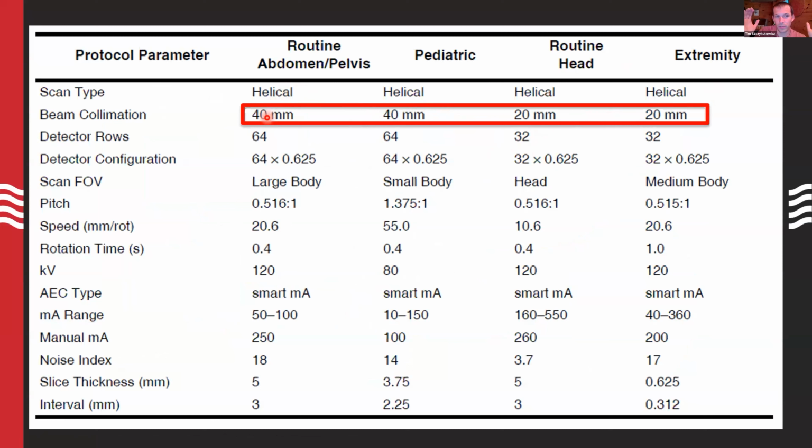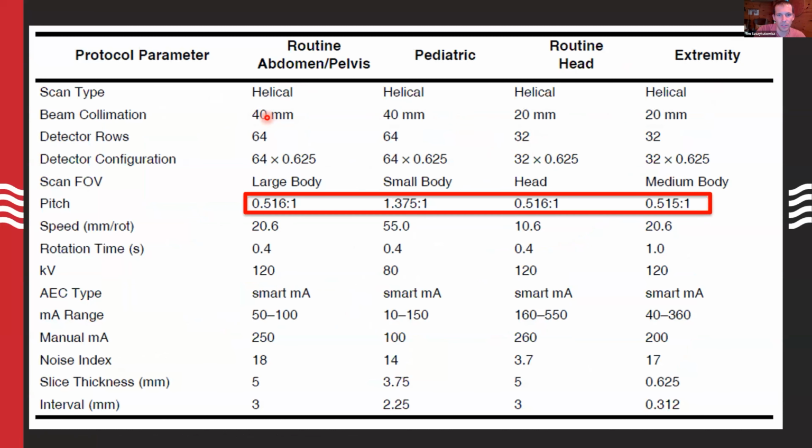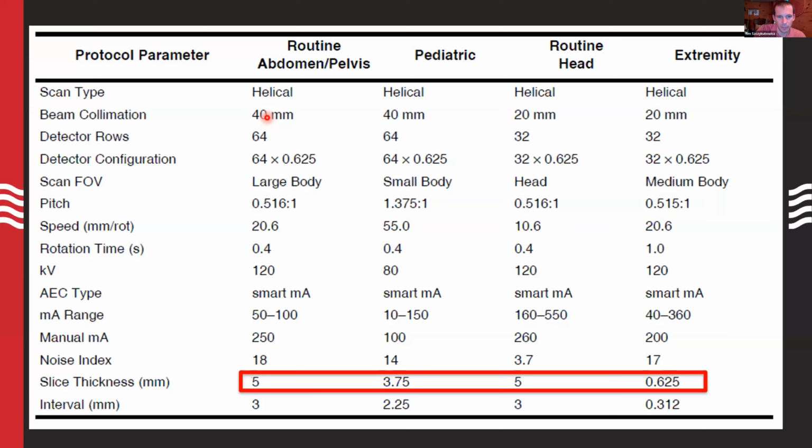We'd probably be using the same beam collimation across all patient sizes, because that would usually just make sense. But things we might be changing across different indications and across different patient sizes for sure would be our pitch. We've talked a lot about the speed up till now, and this is one of the main knobs we have to change our maximum dose output limits: our scan speed, which we can adjust via pitch.